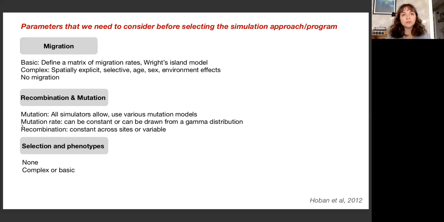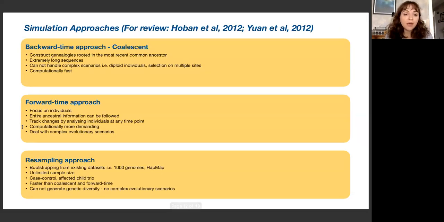And mostly the forward time simulators allow this selection. There are some coalescent-based methods that also incorporate selection, but the forward time ones are more efficient in simulating complex selection scenarios. For example, if you would like to study polygenic selection, there is no way to do this in a coalescent simulator, as far as I know.